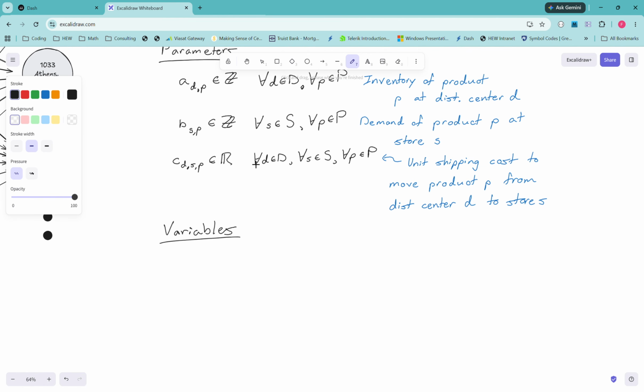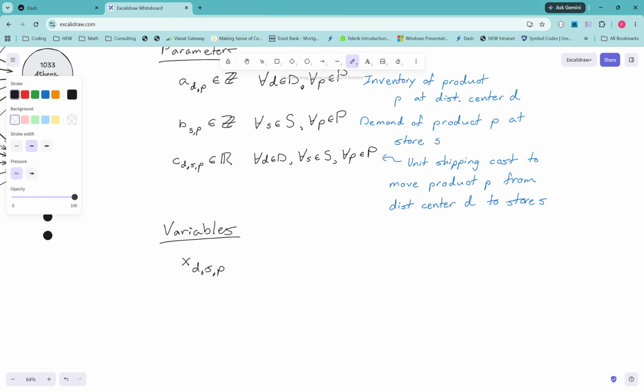And so for a decision variable here, I will use the letter X. And again, we need to think about subscripts. In this case, we have all 3, because I need to remember, say I'm going to move a certain product, there's the P, from a distribution center, D, to a store, S. So in this case, we have X, so D, S, and P.